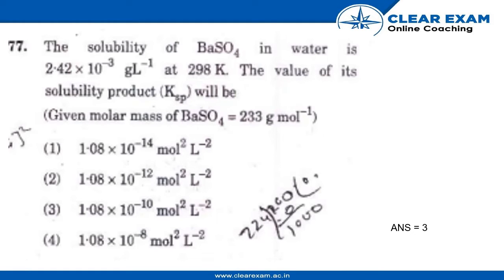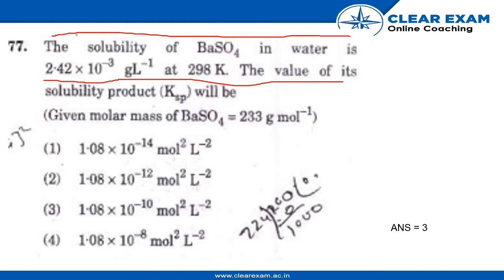So hello everyone, today in this lecture we'll be solving this question number 77. So the question is: the solubility of BaSO4 in water is 2.42 × 10^-3 at 298 Kelvin. So the value of solubility product will be, and we have been given the molar mass of BaSO4.